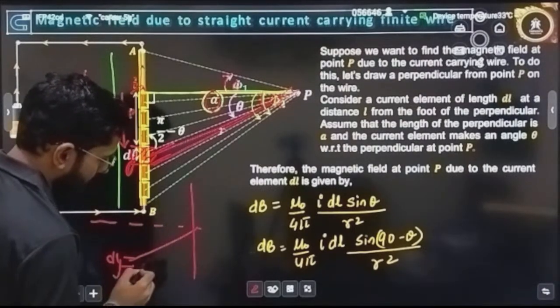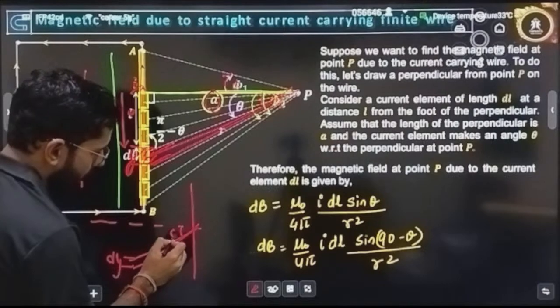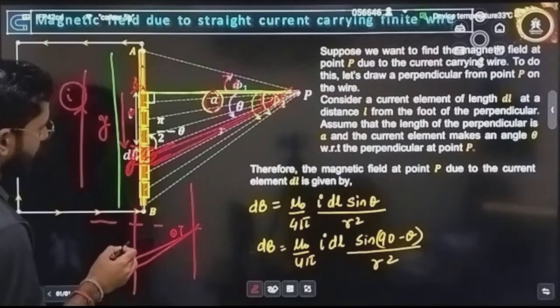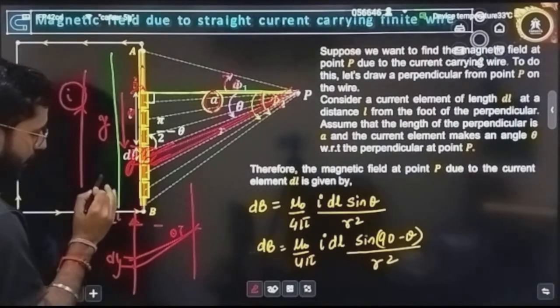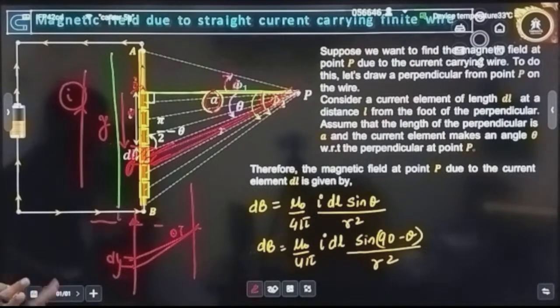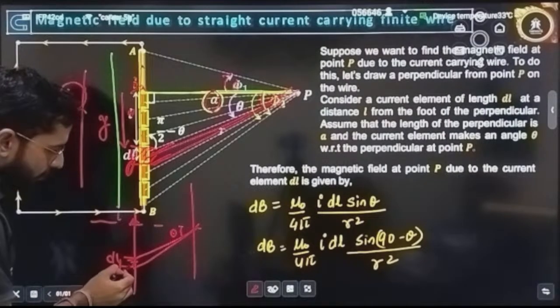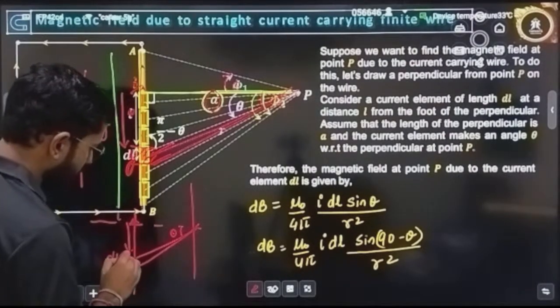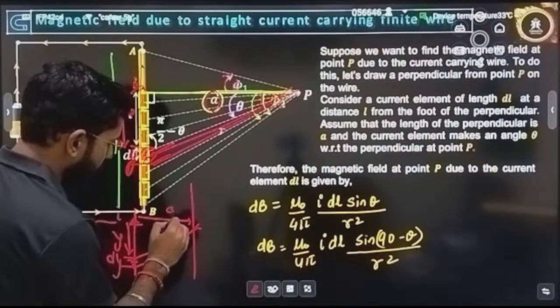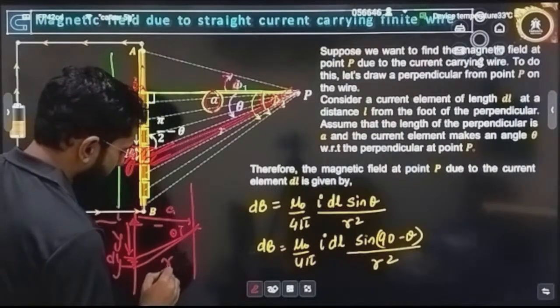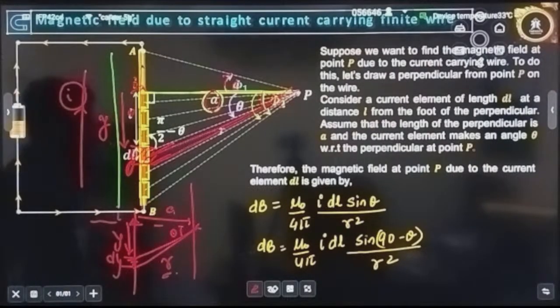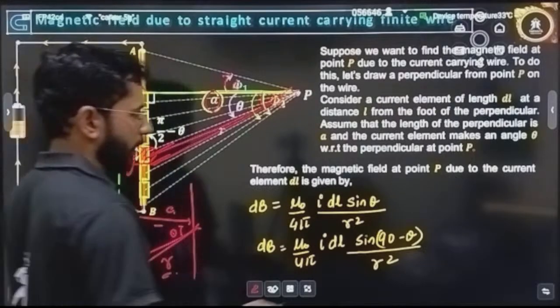At this point, I have to write the magnetic field at some angle theta I have taken, and what is the direction of current? This is the direction of current. This is the r vector. This distance is y. This distance is given as a. This is the r vector that you can say. Now let's calculate.